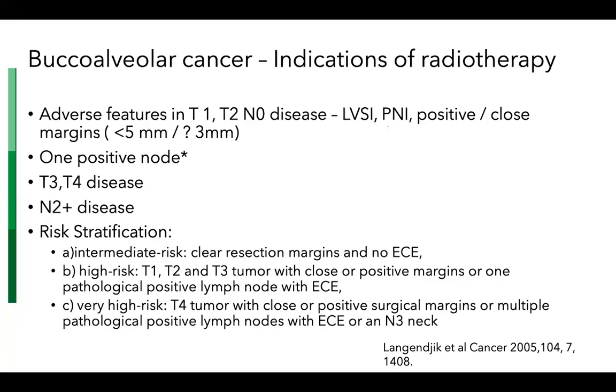Then, of course, the obvious ones: T3, T4, N2 plus disease. We can also risk stratify. And this is actually not only for buccal mucosa, but for all head and neck cancers when we are doing post-operative radiotherapy. So this is a 90% chance of local control, 80% chance of local control, and this is just under 70% chance of local control.